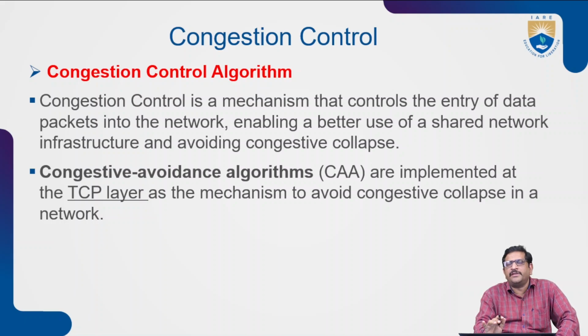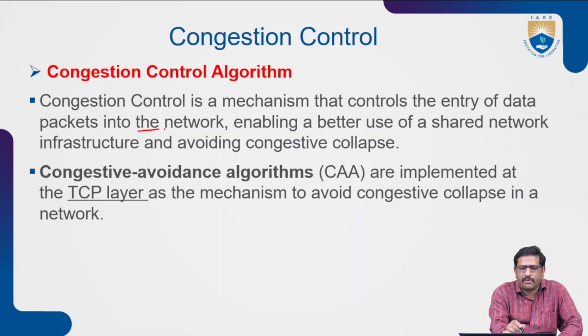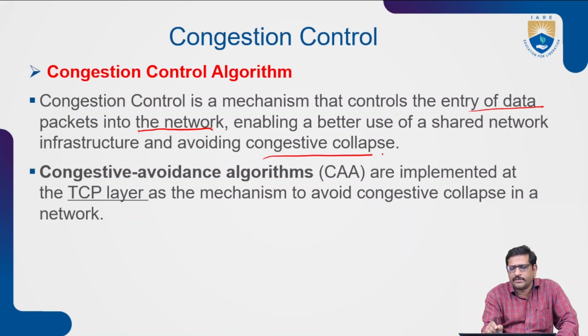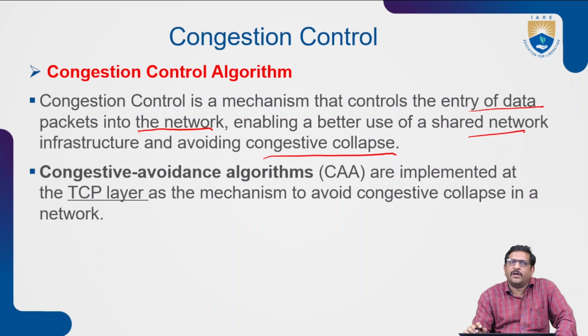Congestion control is a mechanism that controls the entry of data packets into the network. Mainly, whatever data packets are entering will be controlled, so sharing the network infrastructure and avoiding congestion collapse. So this is congestion control.